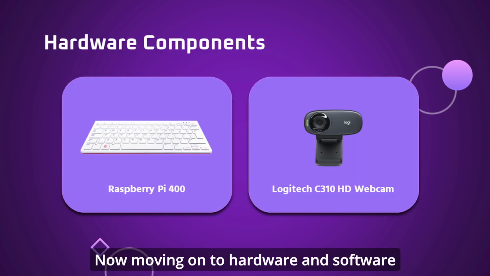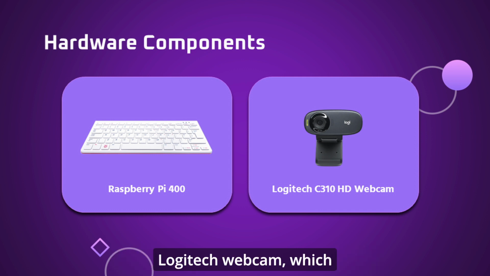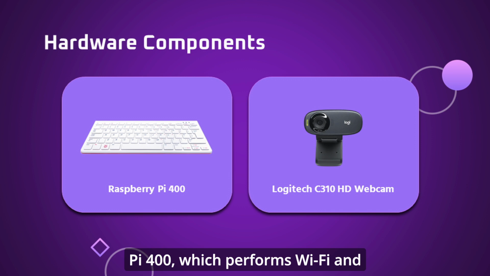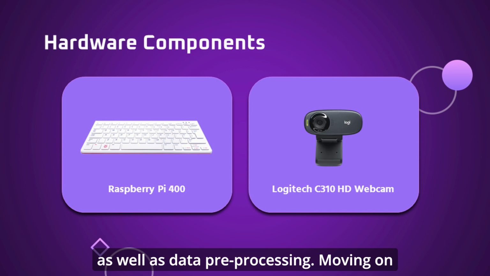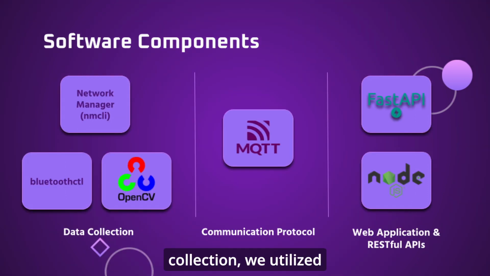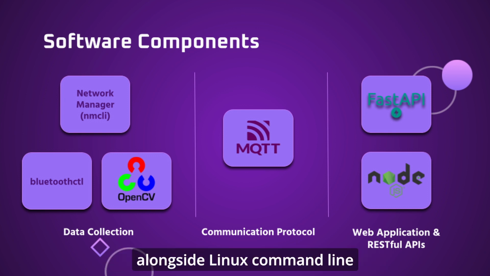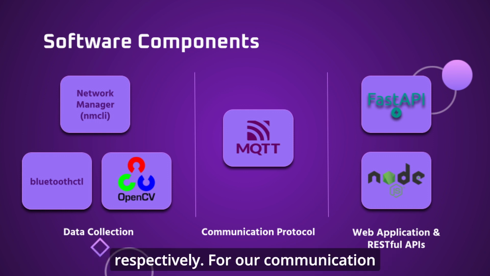Now, moving on to hardware and software components. In terms of hardware, we used two main devices for this project. Firstly, we have the Logitech webcam, which serves the purpose of collecting image data. Next, we have the Raspberry Pi 400, which performs Wi-Fi and Bluetooth signal capturing, as well as data preprocessing. Moving on to software, for data collection, we utilize Python's OpenCV for image capturing, alongside Linux command line utilities, Network Manager, and Bluetooth CTL for Wi-Fi and Bluetooth data capturing, respectively.